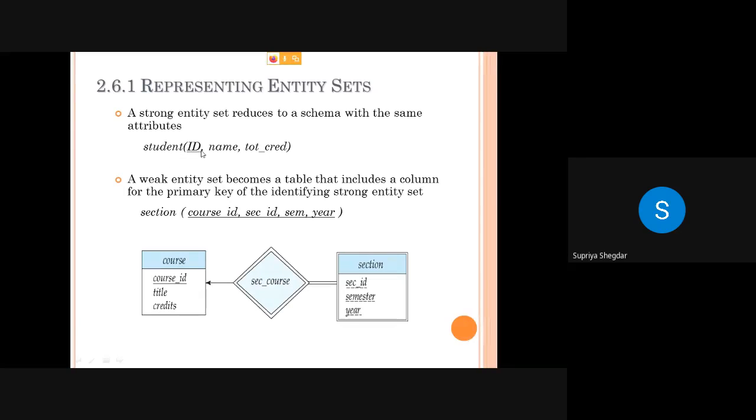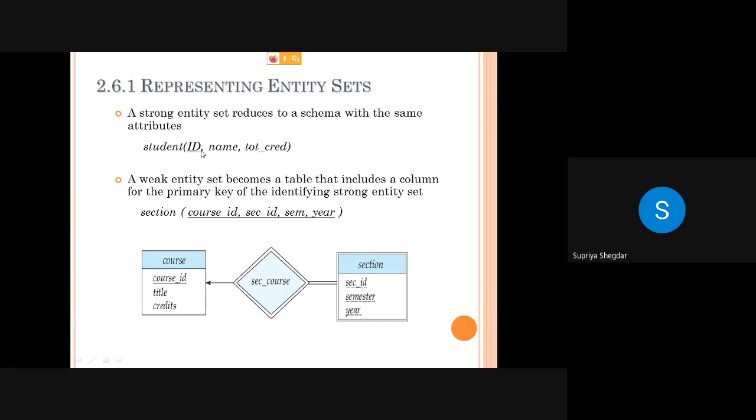Okay, means after our ER diagrams are ready, then the next step is we have to reduce that ER diagram to the relational schema. And for converting that ER diagram to the relational schema, we just have to use the names of the entity sets, relationship sets, and the attributes.